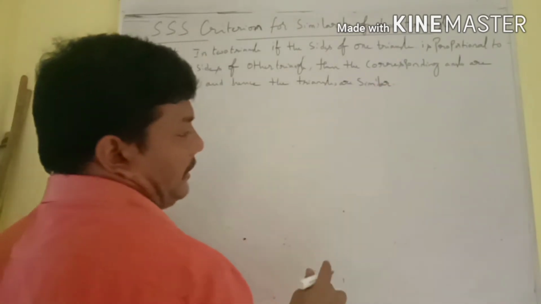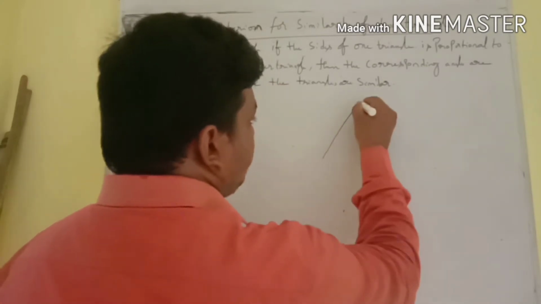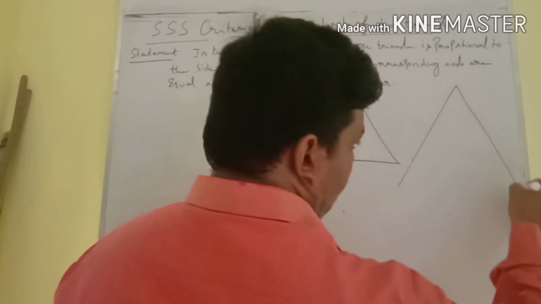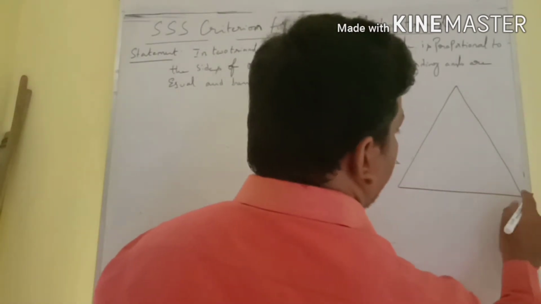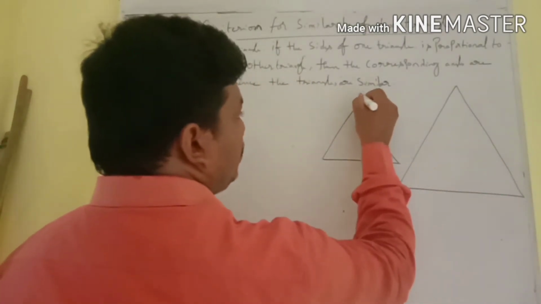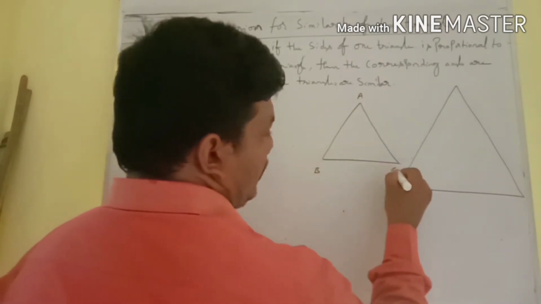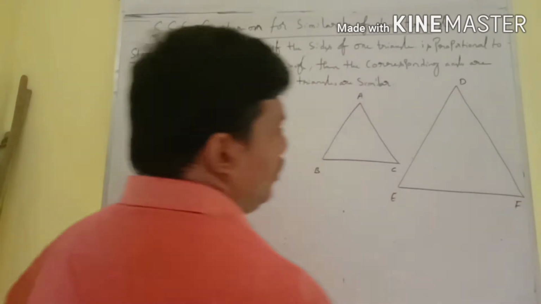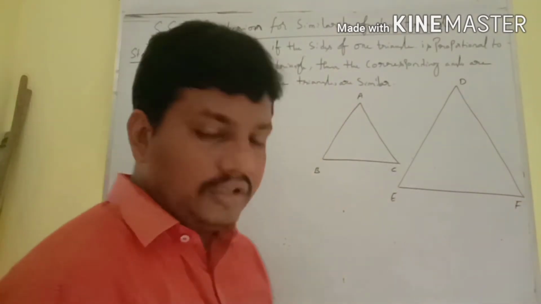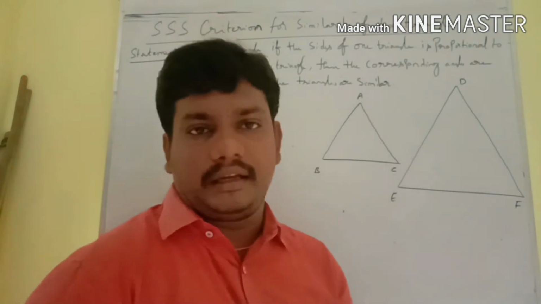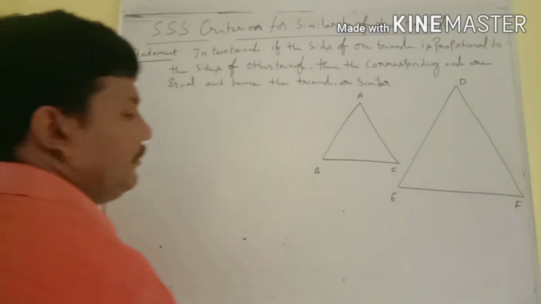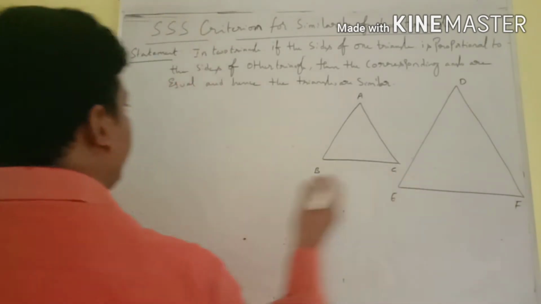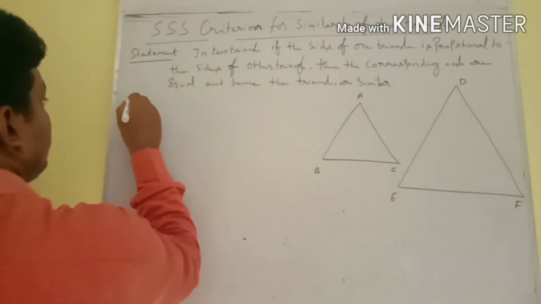As we know, what is the diagrammatic representation of the statement? Let me see first. Let me consider this is the first triangle and this is the second triangle. Let me label them A, B, C, D, E, F. If you observe this, the first triangle is smaller than the second triangle. This is called a diminished figure. The first triangle is a reduced figure of the second triangle. So what is given here?